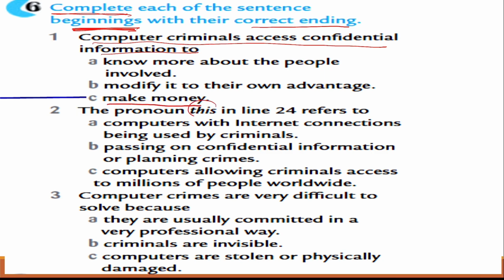The next word, the pronoun this. Now you have to go back to the passage, line 24, to see what it refers to. And this is a very important question. You will have it on your test. Refers to. Okay, so this pronoun goes back to what? This. Computers being used by criminals or passing on confidential information, or computers allowing criminals to access millions of people worldwide. Yes, this one with A, the word this in line 24 refers to computers with internet connections being used by criminals.